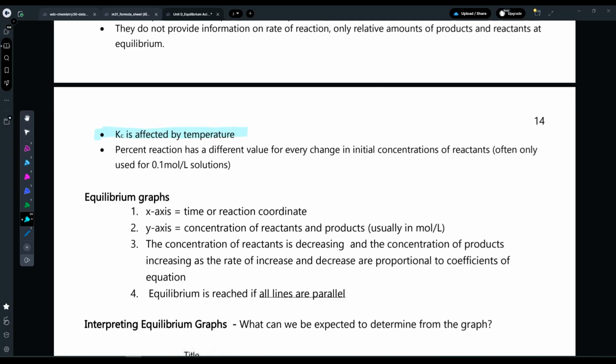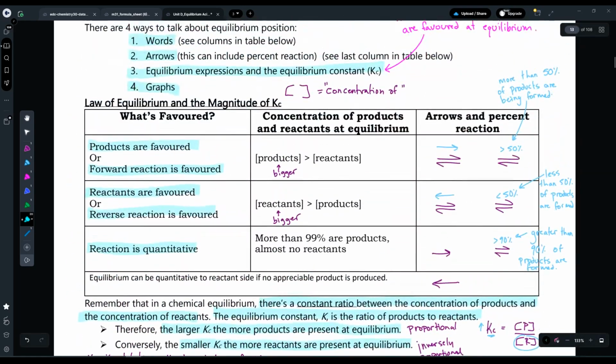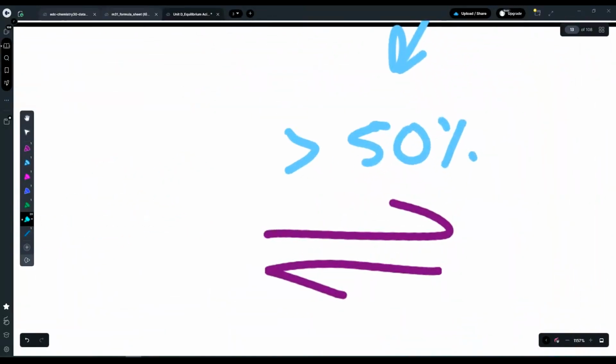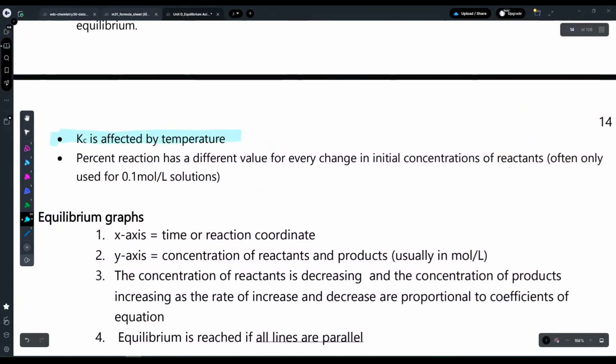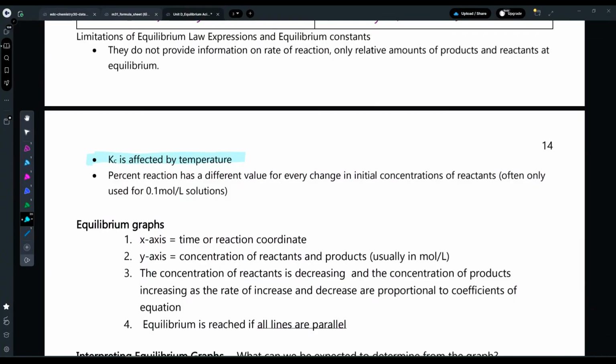Okay, now percent reaction, those are the values that we are putting over top of the reaction arrows. Percent reaction has a different value for every change in initial concentration of reactants, and typically you only use percent reactions for 0.1 mole per liter solutions. Knowing this statement is a lot more important than this statement here, okay, because the equilibrium constant being affected by temperature is a lot more useful piece of information.